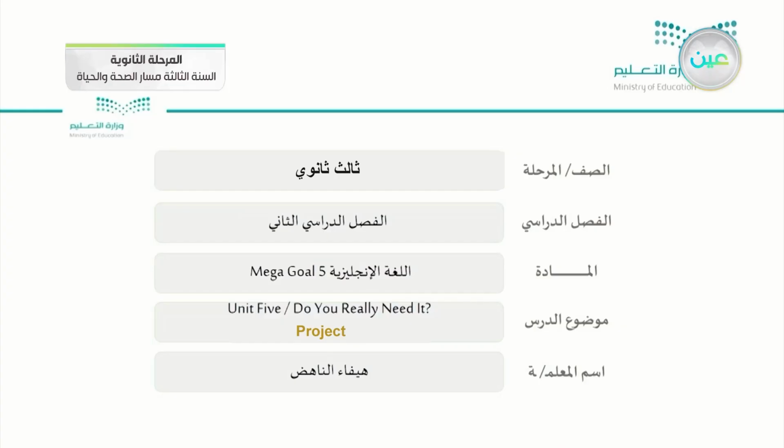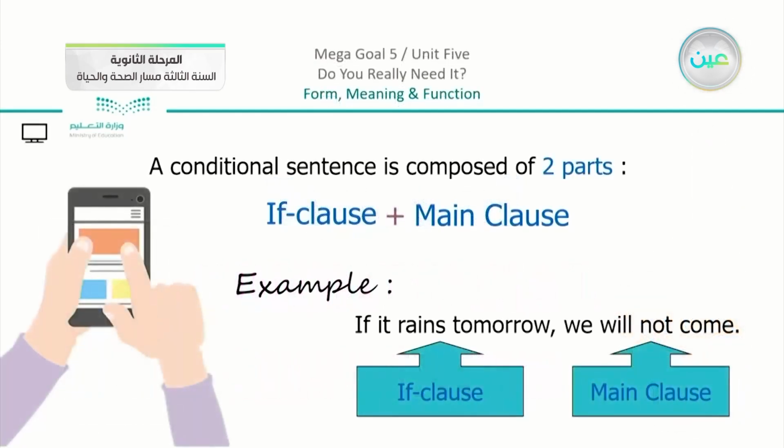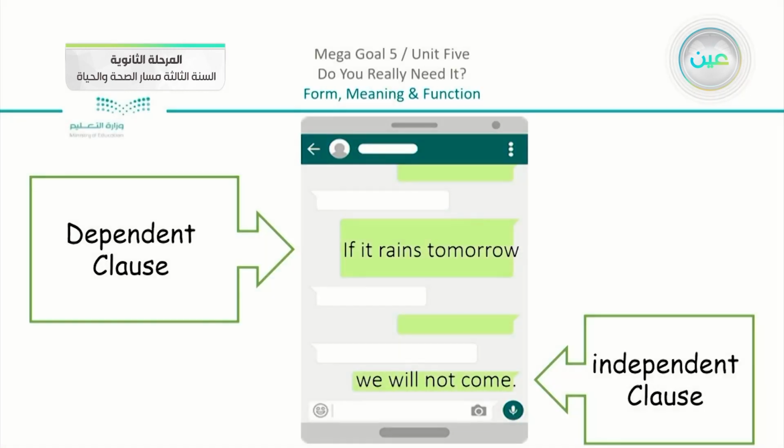Hello, students. Yesterday we had our lesson, which was the form, meaning, and function lesson. In our lesson, we took the types of conditional sentences, of course, using if. So we have here these types. We talked about conditional sentences in general and that there are two main clauses. We have the if clause, and we have also the main clause. And we explained how each clause affects the other part.